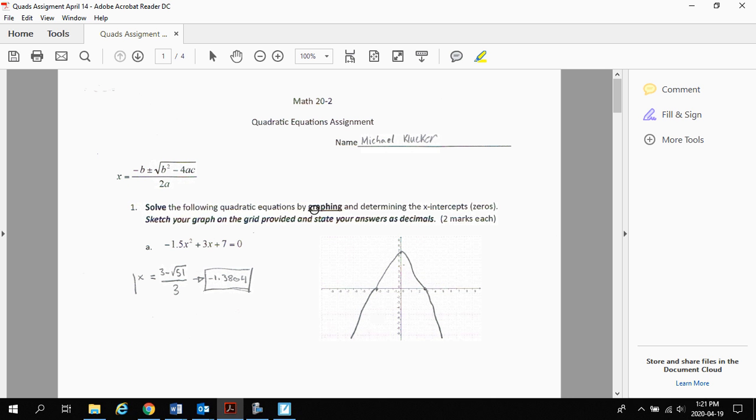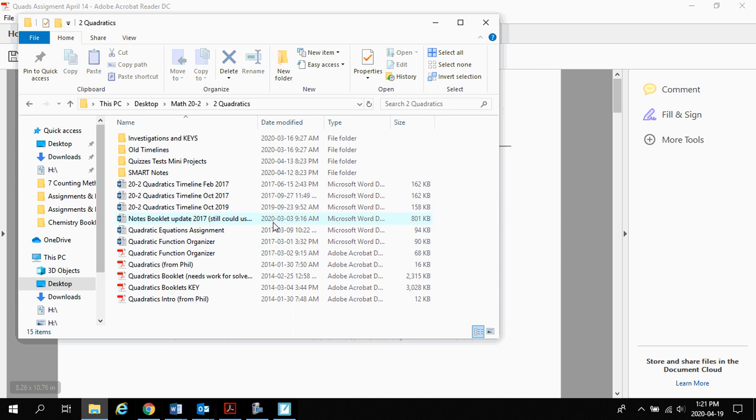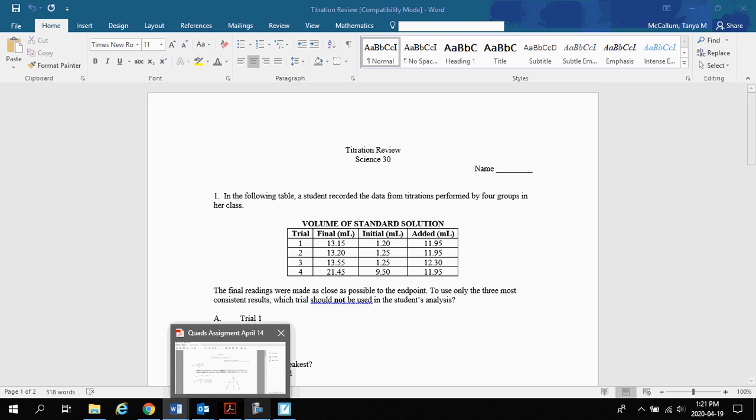But the big thing is it says solve by graphing, right? That's the important part with this. So it looks like you were doing the quadratic formula, which is cool. If you're awesome at it, that's great. It can get you there. But the one thing I see right away is you have 3 minus the square root of 51 divided by 3. But remember that in the quadratic formula, there's that plus and minus in between.